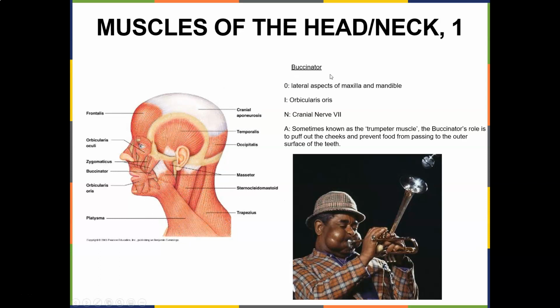Okay, now the buccinator. I love saying buccinator. Where does it originate? The lateral aspects of the maxilla and the mandible. Where does it insert? Into the orbicularis oris. So remember, muscles can insert into other muscles. And what does it do? We call it the trumpeter muscle. The buccinator's role is to puff out the cheeks and prevent food from passing to the outer surface of the teeth. It's got a pretty powerful buccinator.